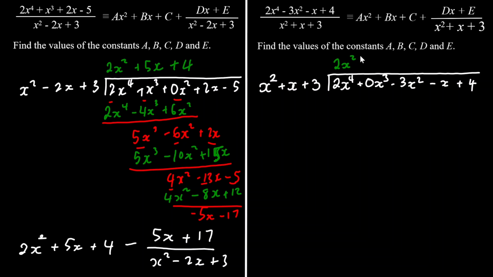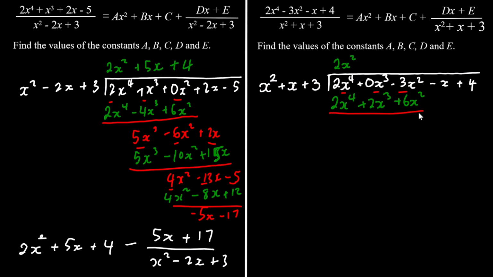Then we'll multiply by 2x squared. 2x squared times x squared is 2x to the power of 4. 2x squared times x is 2x cubed. And 2x squared times 3 is 6x squared. Take away.